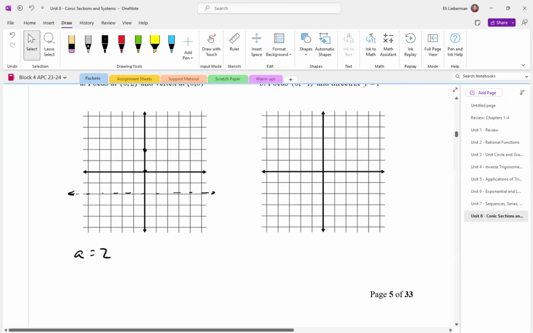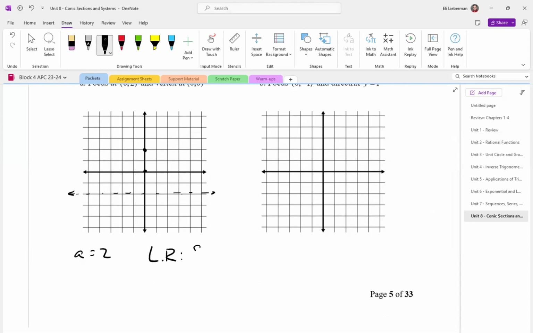And then because it's 4A, your LR is 8 units across. And because it has to be symmetrical, because it's a parabola, it's 4 going out on each side from your focus. And then those are your other 2 points on the parabola. Nice. We have the parabola. This is what it looks like.